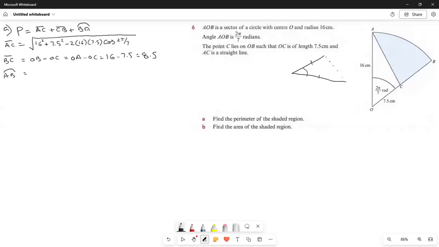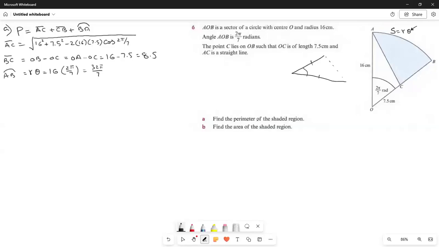And remember, how do we find the arc length? Arc length is R into theta, where theta is measured in radians. This is important. Okay, so this is equal to R theta. R is 16 and theta is 2 pi by 7. So this comes out to be 32 pi by 7.